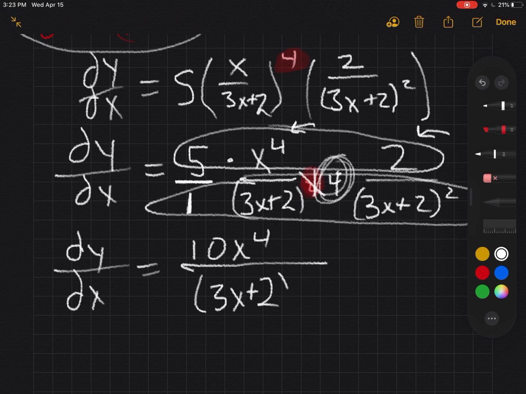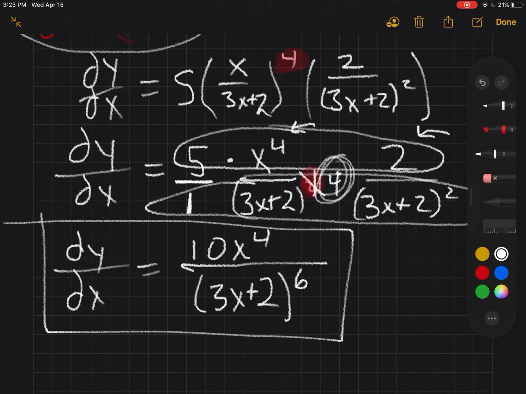Oh, I made a mistake, guys. Can you see it? That's a 2. That's a 4. This is supposed to be a 4. So then my denominator, the product, should be (3x plus 2) to the 6th power. And that's my final derivative.